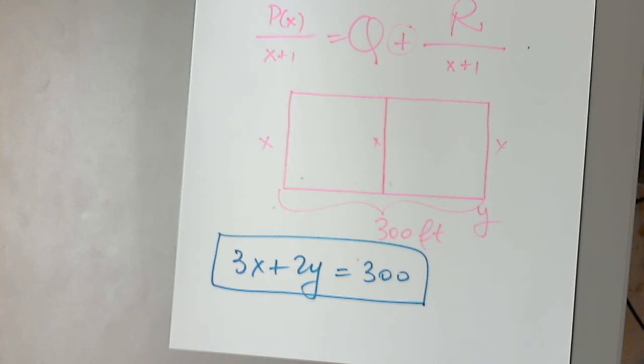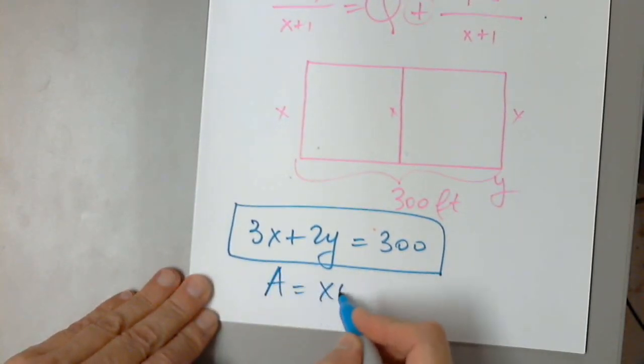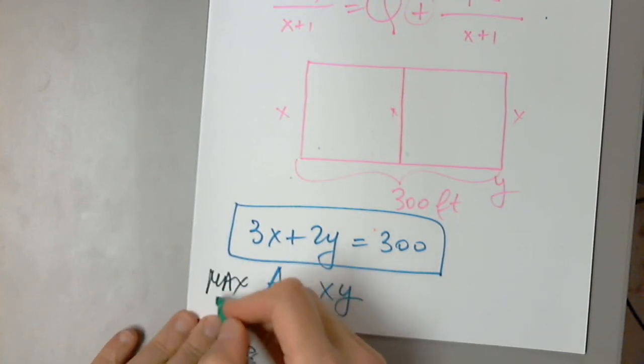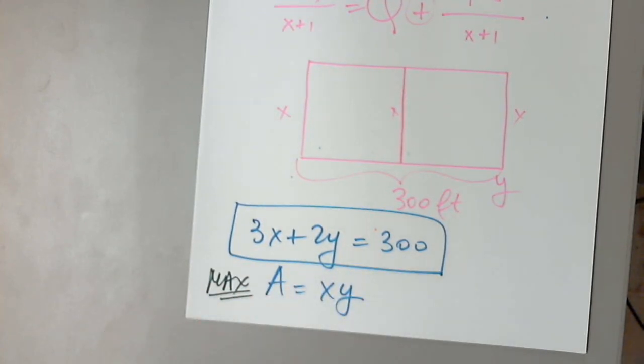The perimeter of the whole thing is 3x plus 2y equals 300. Good. So now the area, we know it's x times y. Would you agree with that? Okay. So we're asked to find the maximum. Find the length and the width so that the area is maximum. Remember what we did before?